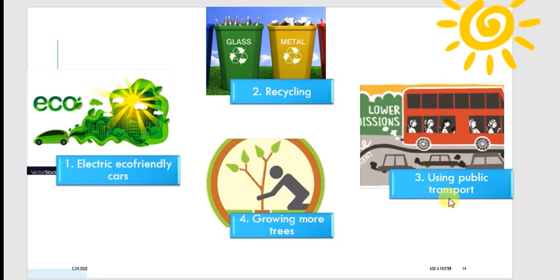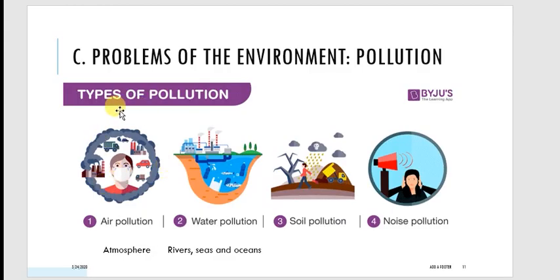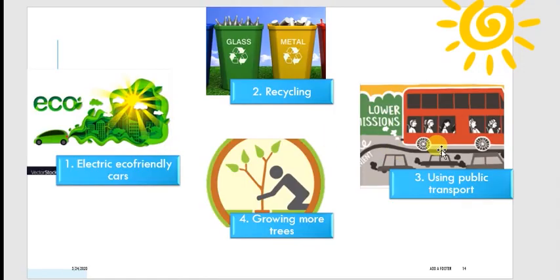Three, we have using public transport. This is very important and very effective in protecting the air and reducing the pollution of the air. When most people use public transport, they will not use their cars. So it will definitely reduce smoke from cars, and it will therefore help the air be cleaner.